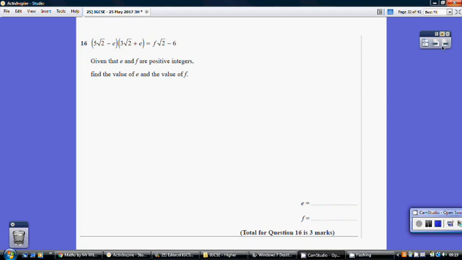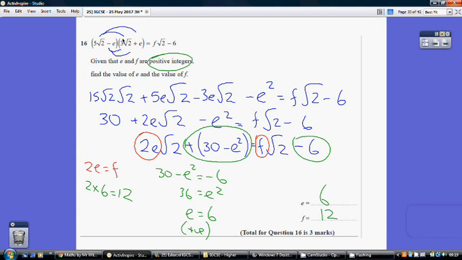Question 16. So start off by multiplying out the pair of brackets. So this times this, this times this, this times this, and this times this, giving us this line here. Now, just simplifying this a bit, root 2 times root 2 is 2, 2 times 15 is 30. We've got 5 lots of e root 2 here, and we're taking away 3 lots of e root 2, so that leaves us with positive 2 lots of e root 2, and obviously we've still got the minus e squared. To finish the left hand side, and we're told that this equals f root 2 minus 6.